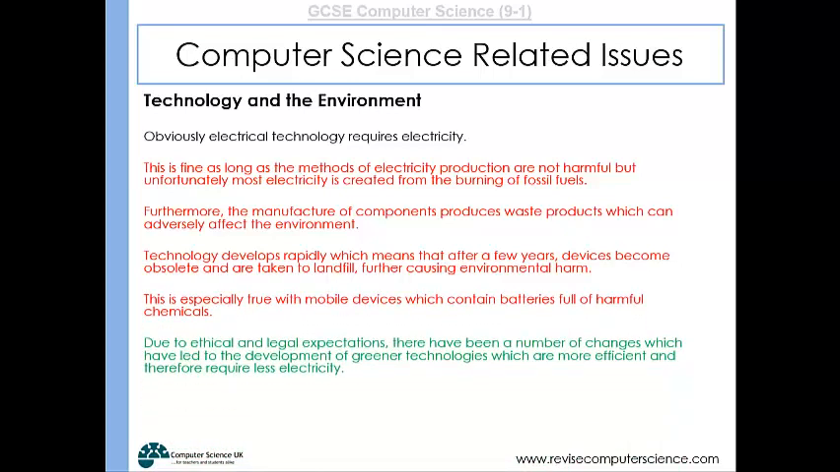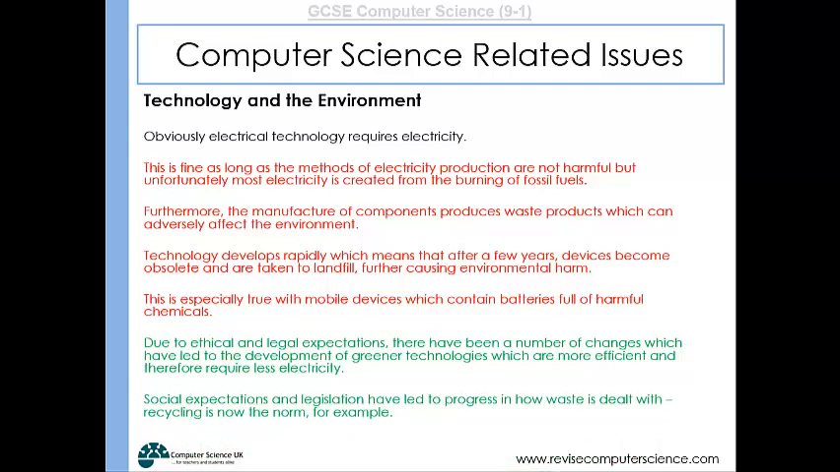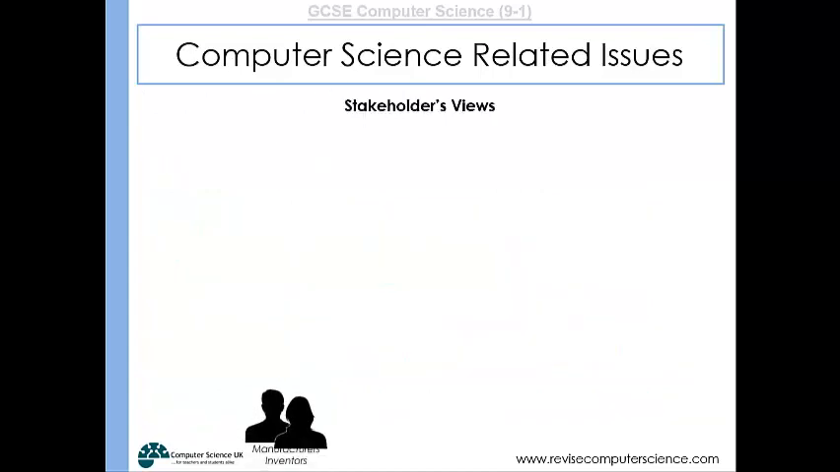Now, due to ethical and legal expectations, there have been a number of changes which have led to the development of greener technologies, which are more efficient and therefore require less electricity. Social expectations and legislation have led to progress in how waste is dealt with. Recycling is now the norm, for example. So when we're discussing technology and the environment, there are lots of different sides that we could take a look at. So let's just have a look at some stakeholders' views.